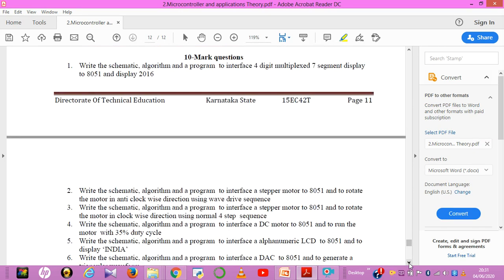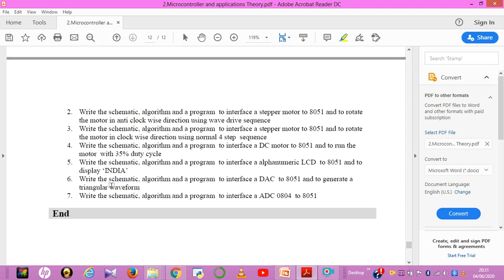For 10 marks, the questions they are going to ask are: write the schematic, algorithm and program to interface a DAC and generate a triangular waveform. Next, write a schematic, algorithm and a program to interface ADC 0804 to 8051. Sometimes they are going to ask about the stepper motor: write a schematic, algorithm and a program to interface a stepper motor to 8051 and rotate it in clockwise direction using the normal 4-step sequence.